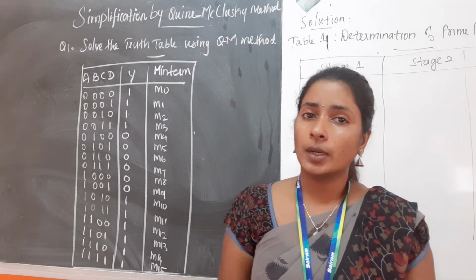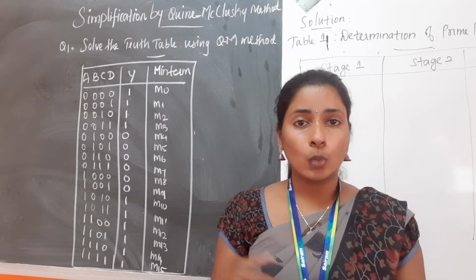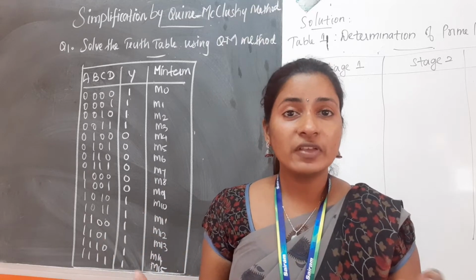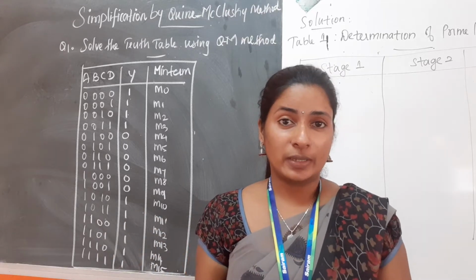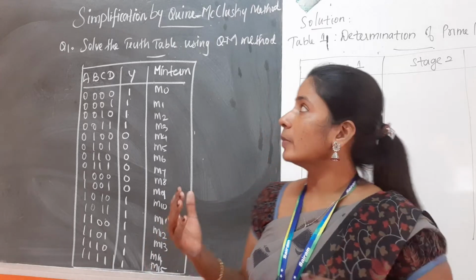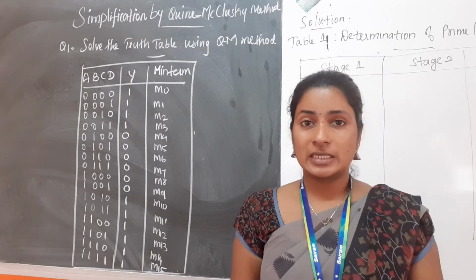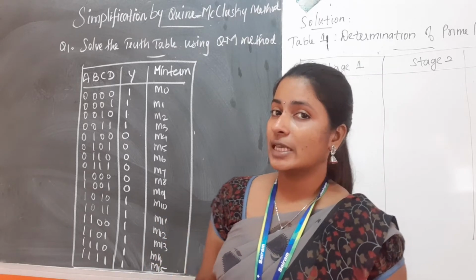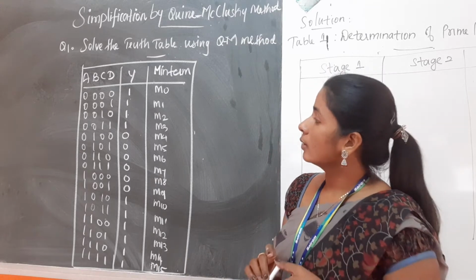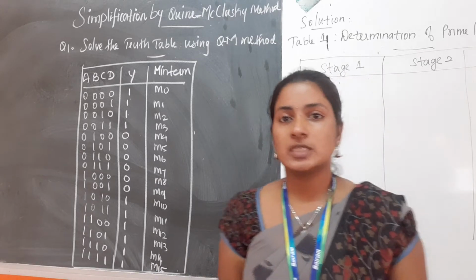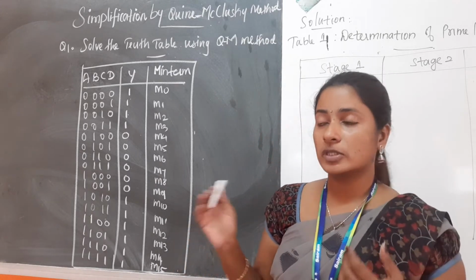Next, the Karnaugh map will be more difficult if the variables are 5 or more than 5. But in QM method we don't have that limitation. So we'll see how to solve the Boolean expression or truth table, anything, by using QM method.